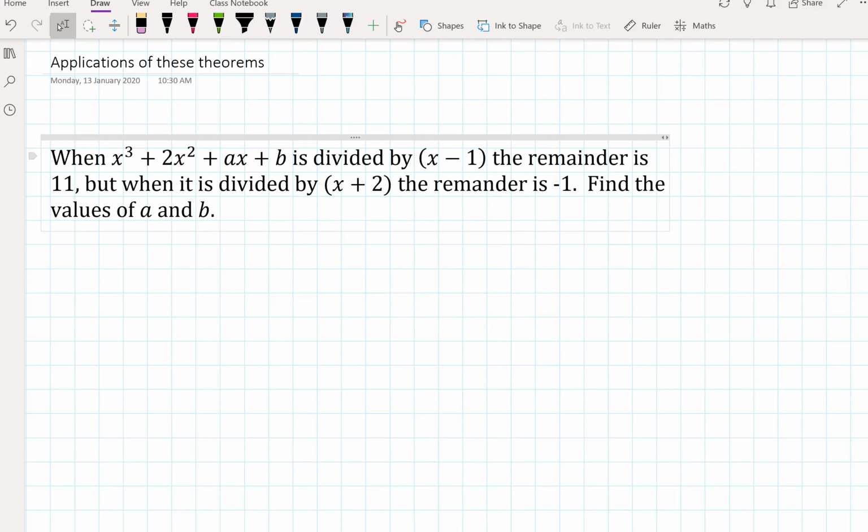Now, in a previous video, I said that I'd show you some applications of the remainder and factor theorem, and that's what we're going to have in this one. Two examples of how the remainder and factor theorem get used. So here's our first example.